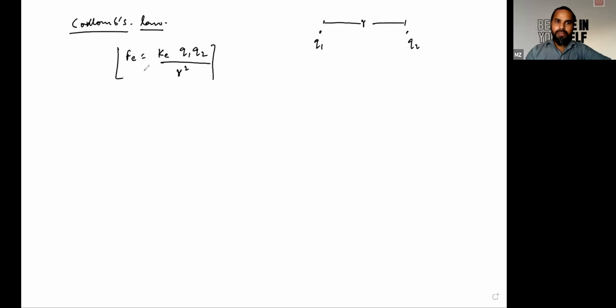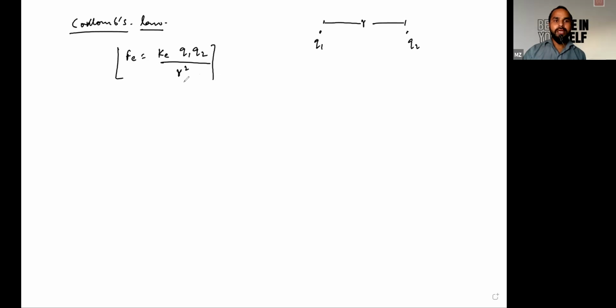It defines the force between any two point charges. Let's say we have point charge Q1 and point charge Q2. If they are placed in vacuum at separation r, then the electric force between them will be Fe equals some constant, which is called the electric constant, times the product of the point charges over the square of the separation between them. Okay.